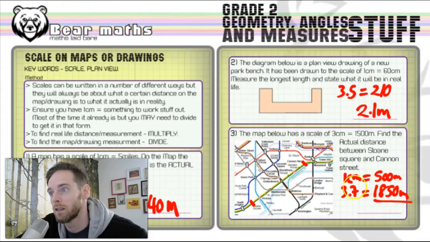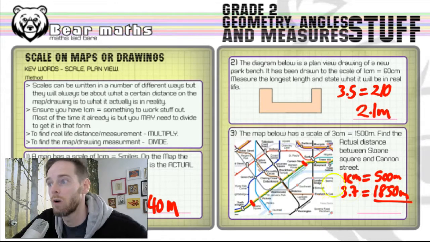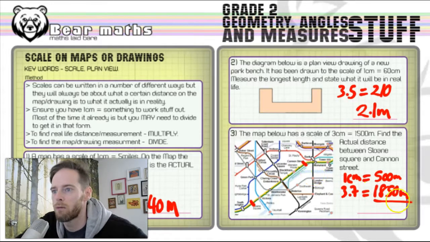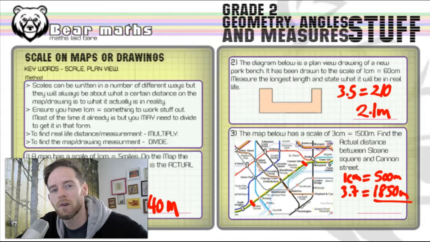That is a nice, useful thing to know, right? Because that's not that far in reality to walk. You could walk 2,000 metres. I'm sure you could walk 2 kilometres. And if you didn't have enough money to get the tube from Sloane Square to Cannon Street, you know it's a walkable distance. And if that's something you needed to know, great. So maths is very useful sometimes.